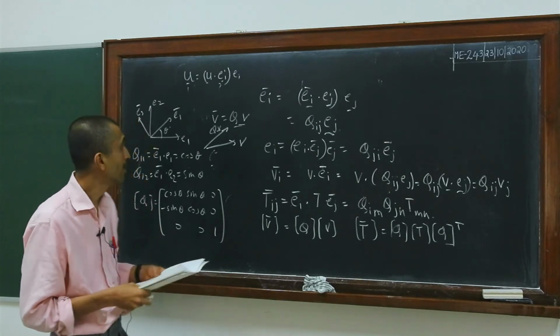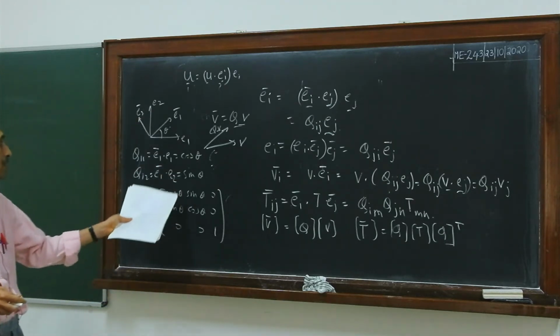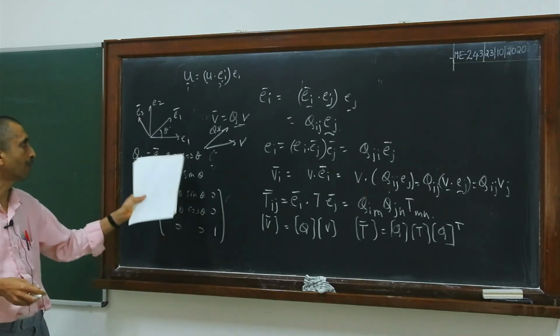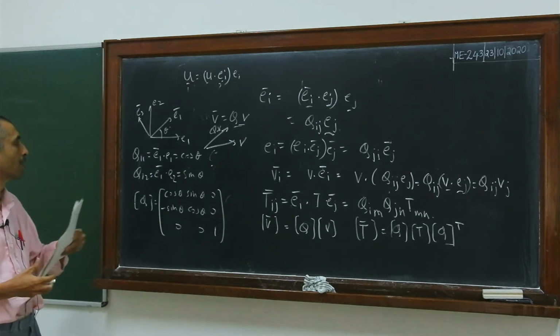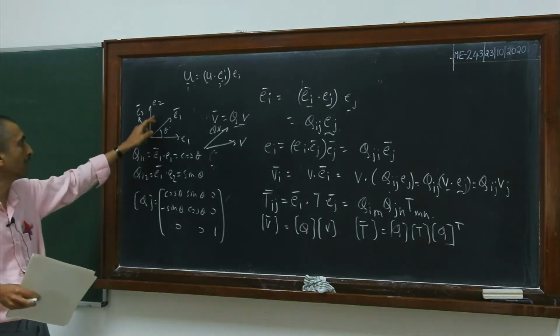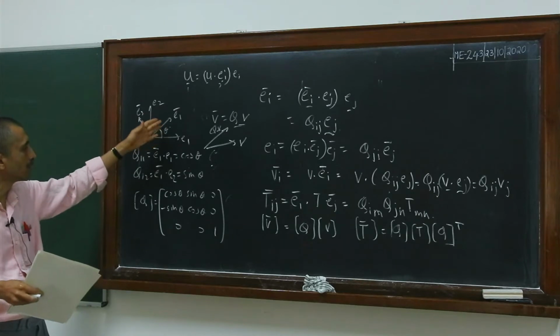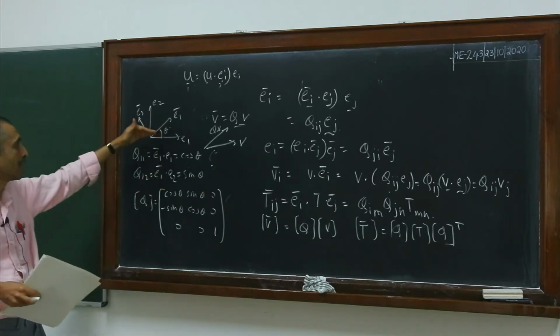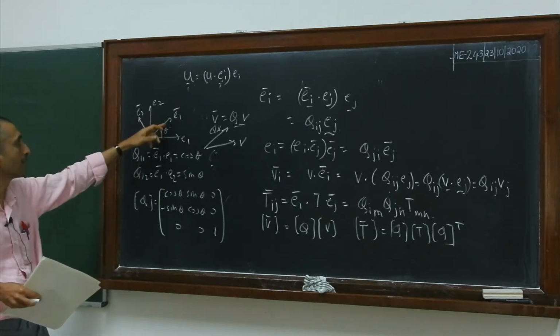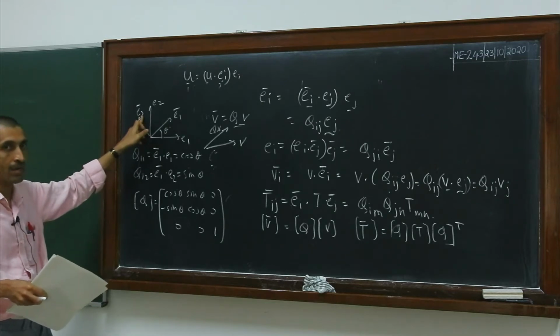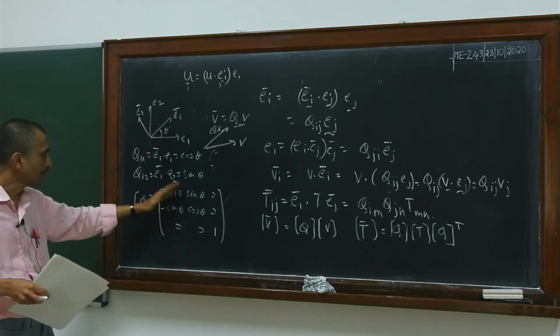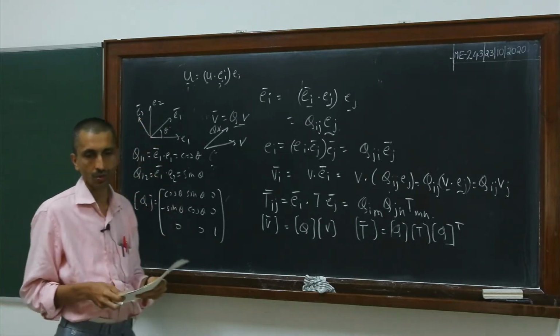So I have already given you an example. So you can use this example to transform, let us say, suppose if you know the components of a tensor with respect to the E1, E2 basis, you can use this relation to find the components of a tensor with respect to the E1 bar, E2 bar coordinate system using this Q, the matrix Q here.